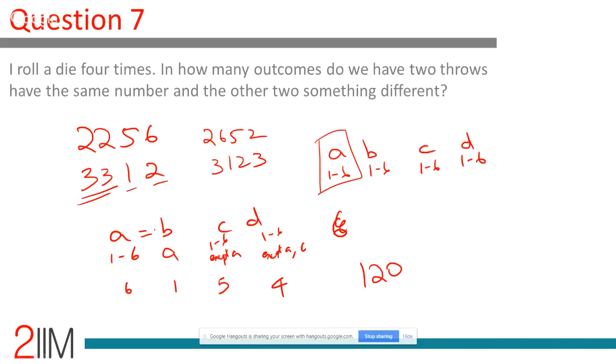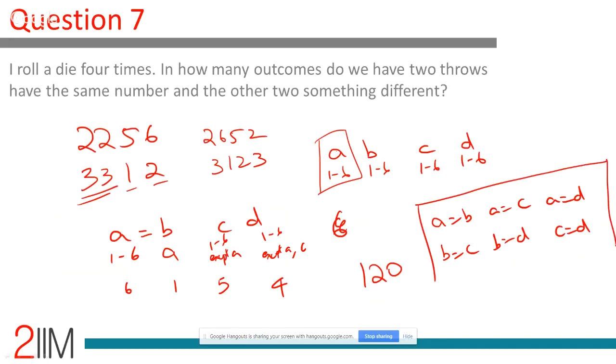That's one approach. So A equal to B, not equal to C, not equal to D is that much. You could have A equal to B, A equal to C, A equal to D, the other two being different. B equal to C, B equal to D, and C equal to D. So this two being same can happen in 6 different ways. In one sequence, we have 120, 120 into 6, 720.